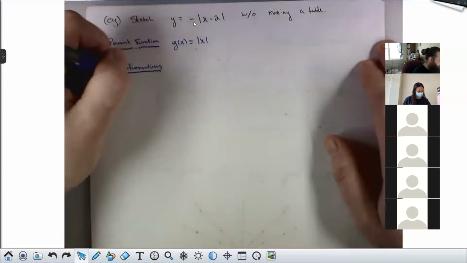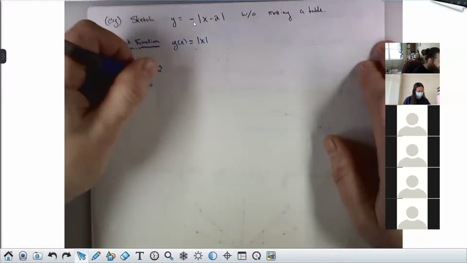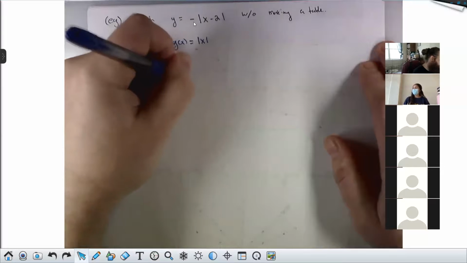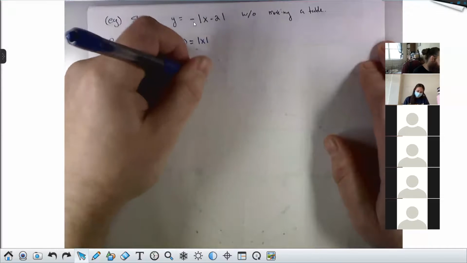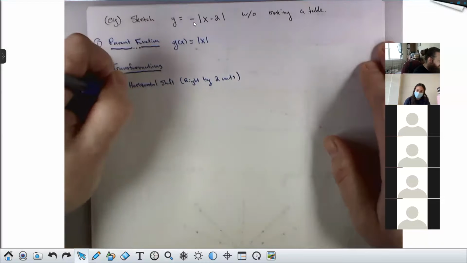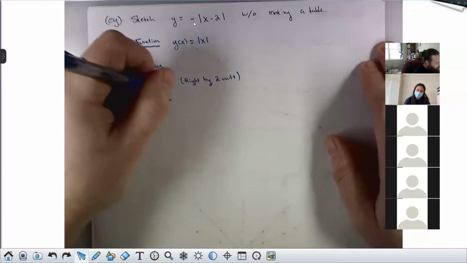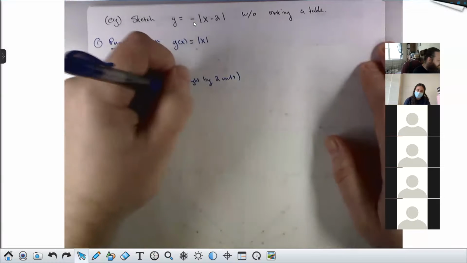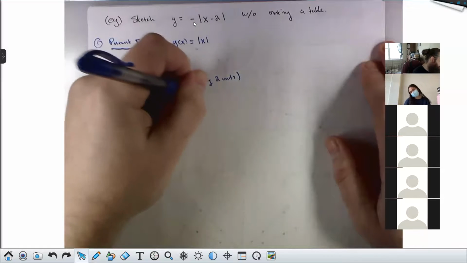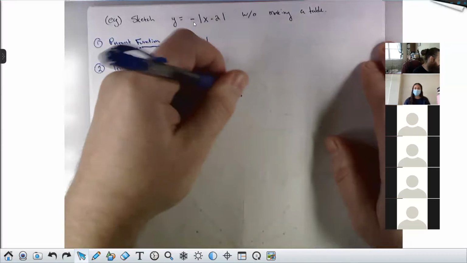So we've got two transformations here. There's a horizontal shift, and it's to the right by 2 units. And there's a vertical scaling, like the last one, but this one is a vertical flip. Flip over the x-axis.